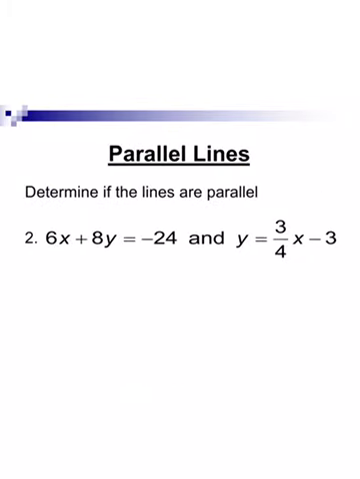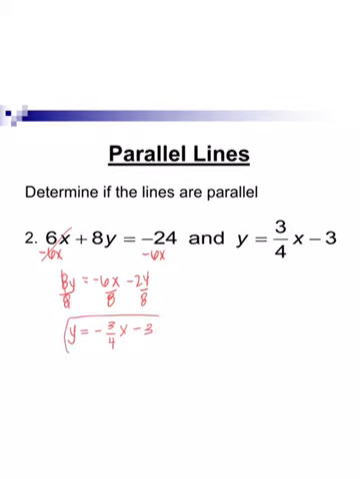Okay, another one. Determine if the lines are parallel. Our first equation is in standard form. So what we're going to have to do is change it to slope form. So I am subtracting my 6x to the other side to get a zero pair there. Now we have 8y equals negative 6x subtract 24. Divide by 8 to all terms. And so y equals negative 6 over 8 can reduce to negative 3 over 4x minus 24 divided by 8 is 3. So here's this equation, and we are comparing it to this equation.